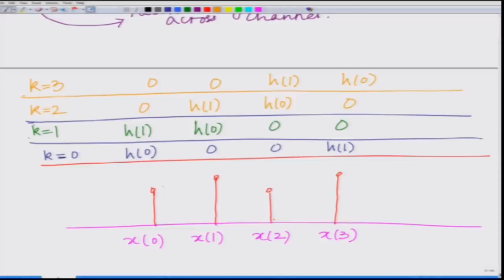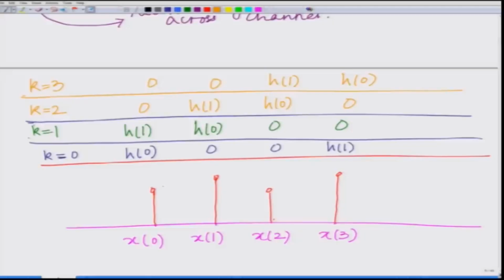And now, as you can see, if you observe this figure closely, I have the symbols x0, x1, x2, x3, and the channel taps, or the channel filter, h0, h1. You can see that the channel filter is rotating over the transmitted symbols. In the first step we have h0, h1, and in the next step h1 has circularly shifted to the left. If you observe this, it is basically a circular shift.